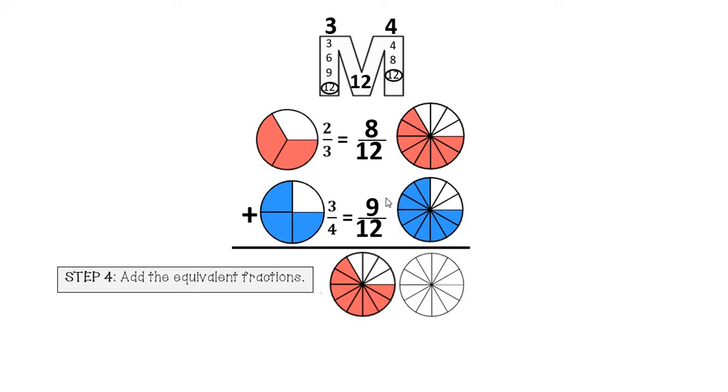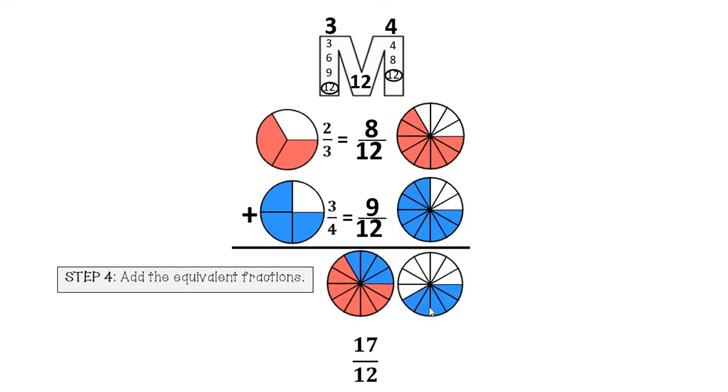If we're doing that with a picture, we're going to just color in as many of the 12s as we can to fill up this first circle, and then we'll keep adding until we get to 9/12, filling in the second circle. So we've got 1, 2, 3, 4, 5, 6, 7, 8, 9. So there's our 9/12 combined with our 8/12.